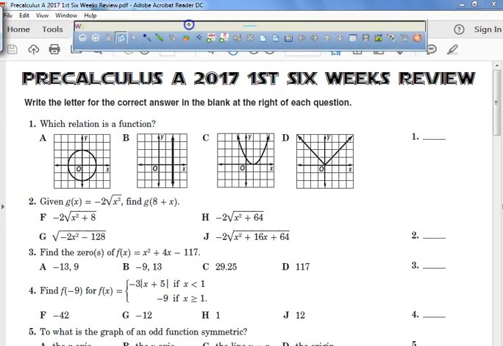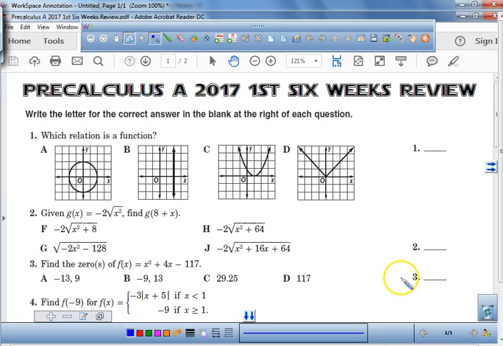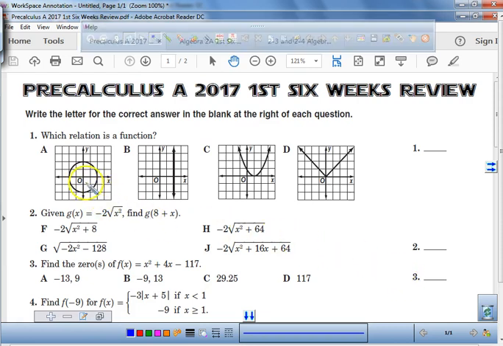Going to be working on today is our 6-week review. We're going to go over as many questions as we can. Right now, if you look at problem number 1, you don't have to write all this stuff down in your journal, but whatever you feel necessary to write down. You look at this right here.